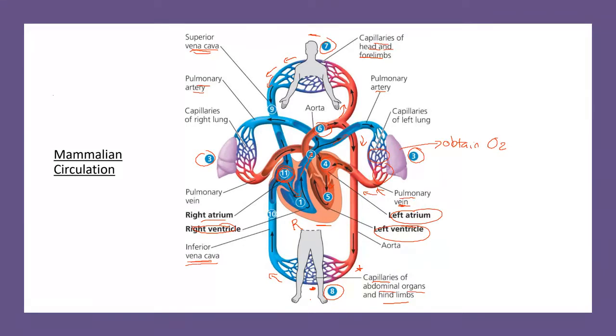Here, the right atrium. And then again, right ventricle, pulmonary trunk, pulmonary artery, lungs, pulmonary vein, left atrium, left ventricle, aorta, either to your feet or to your head, superior vena cava or inferior vena cava, all the way back to your heart, to the right atrium. Simple as that.